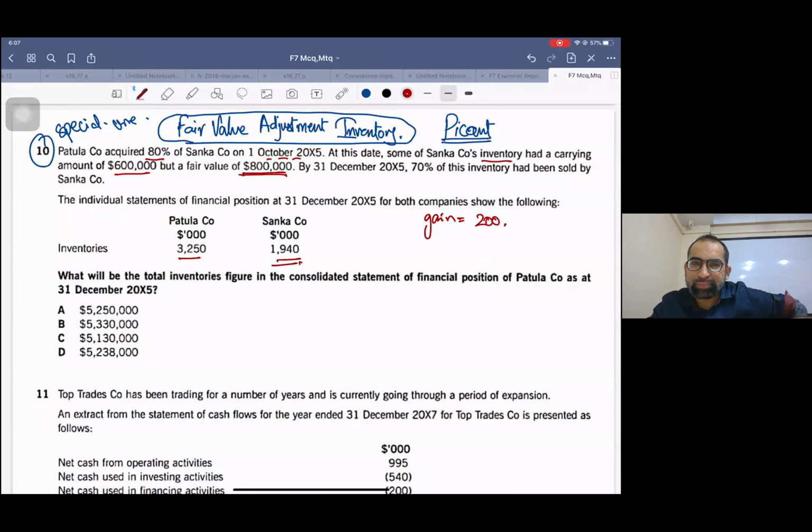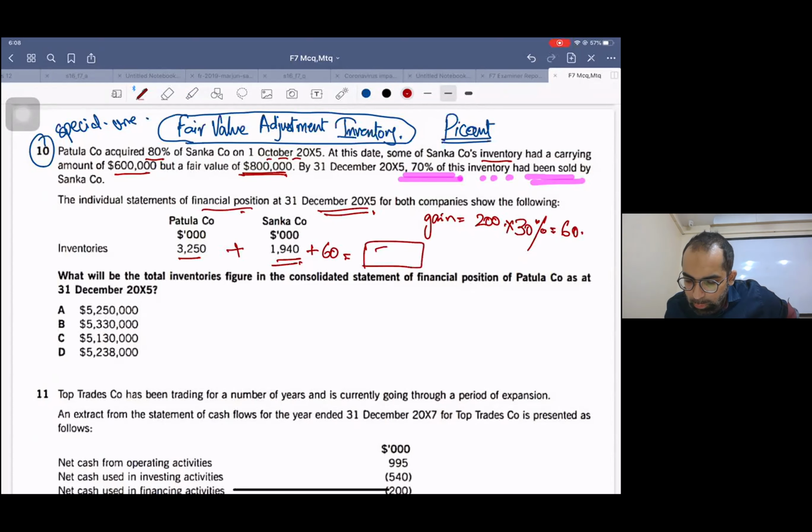Okay. Now wait. By 31st December X5, 70% of this inventory had been sold. That means in the post period, 70% of the transaction has already been done by S company. So you need to adjust only 30% of it. So 200 times 30% is how much? 60. Now, the individual statement of financial position at 31st December, these are the year-end inventories. So you do adding together: 3250 plus 1954 plus this 60. Can you tell me the answer? Thank you. 5250 is the answer, A. I hope you understood this concept.